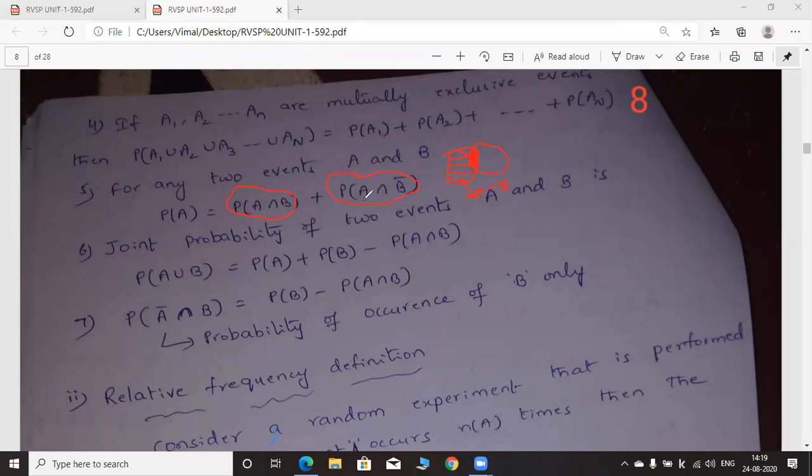In two ways you can mention this one, the horizontal lines I have drawn here. This area is also called A minus B, or you may call it A intersection B bar. So by combining these two probabilities, we will get the probability for event A, which means the first circle. Okay, is it clear?